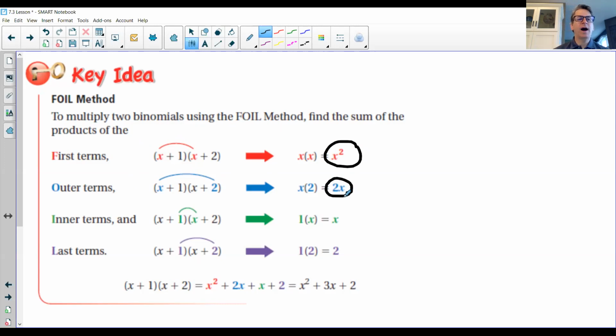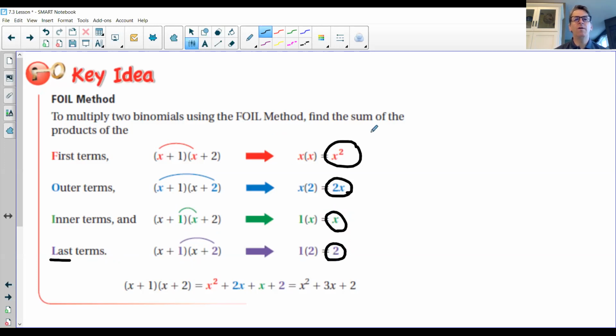What does the I mean? I means inner, okay? Again, you've got the same binomial we're working on. The inner terms would be the 1 and the x, or 1 times x, or x. L stands for last, okay? Last means you take the last term in the first binomial, 1, and multiply it by the last term in the second binomial, 2. 1 times 2 is 2.